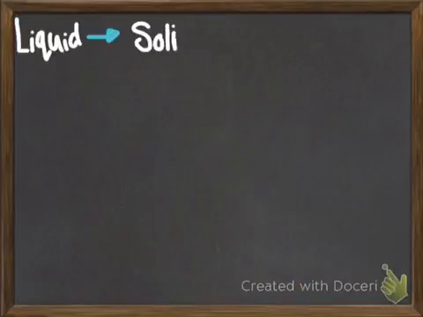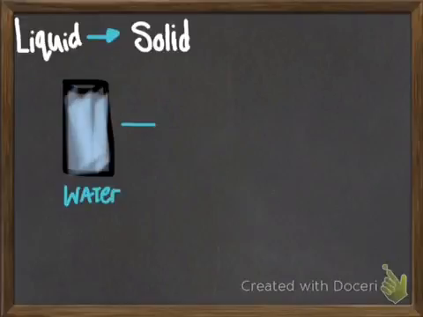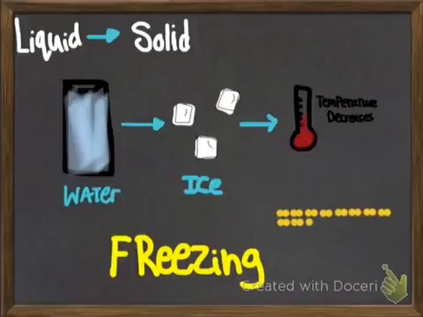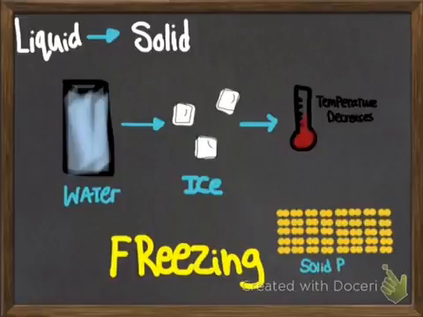A liquid back to a solid. A liquid going back to a solid must mean the temperature must decrease through a process called freezing. This is an example of how water freezes and becomes solid particles once again.